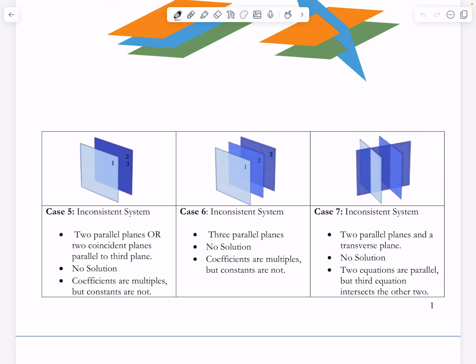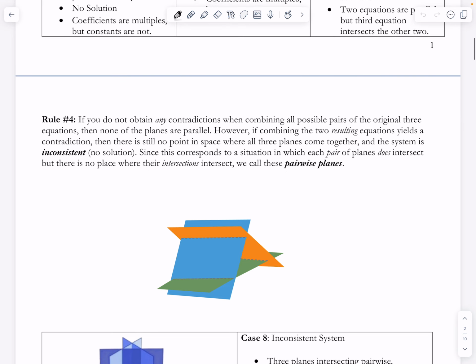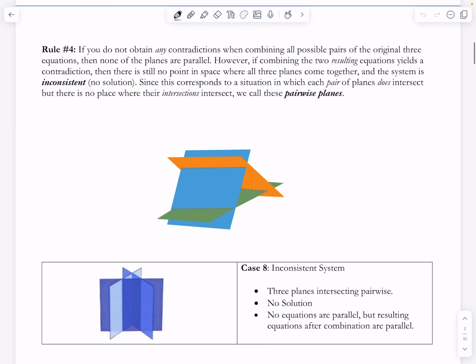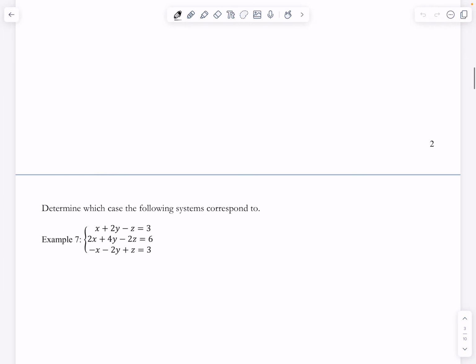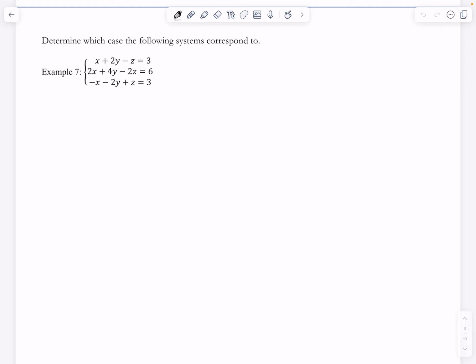It might be that all three are parallel to each other, or just two are parallel to each other. But all that matters is if you have something happen while you're doing this, like a contradiction, you're going to have no solution. That's kind of the main thing. All right, so I'm going to do 4 examples in this video. So example 7, all right?